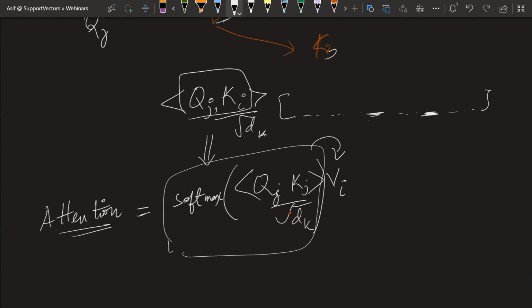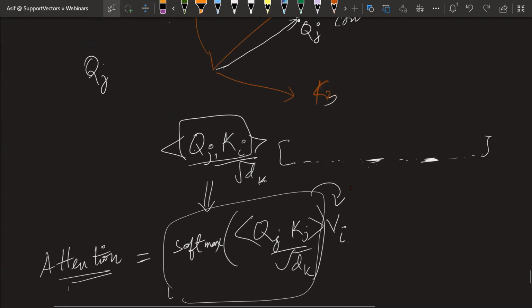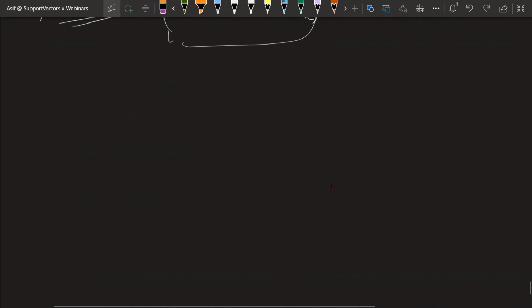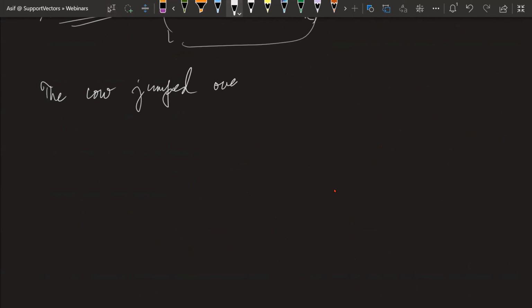Now that you have a way of making a word pay attention to some other words, more attention to a few words in the sentence, what do we do with that? What happens beyond that? Actually, we can illustrate this like here. The cow, I'll just write that again. Let me write a simpler sentence. The cow jumped over the moon, right?